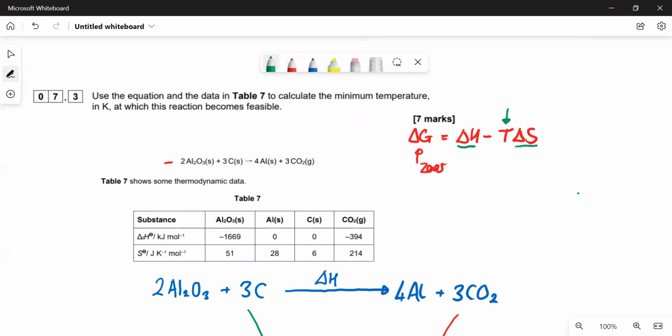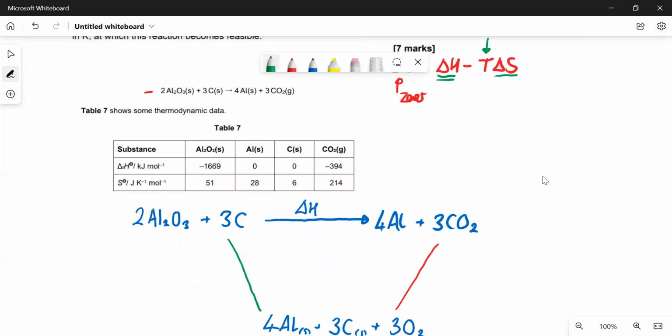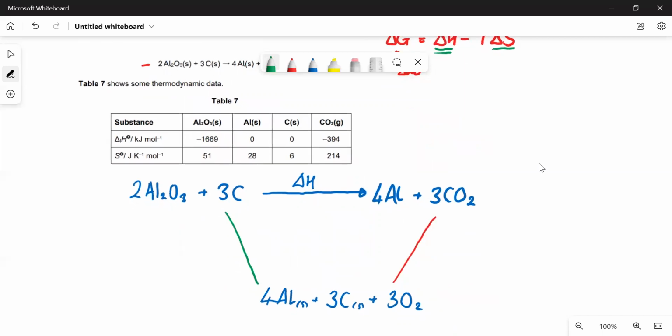But before we do that, we're going to have to use a Hess's law cycle to work out delta H for this reaction. So that's what I've started drawing down here. They've given us delta HF data here. Whenever you do that, you want the third thing in the Hess's law cycle, the elements in their standard states, at the bottom. That's what I've got there.